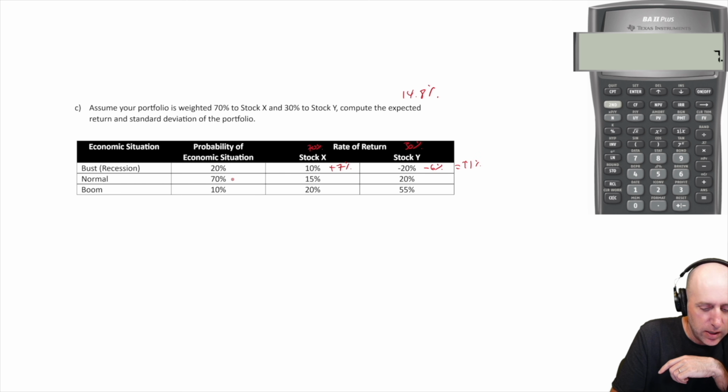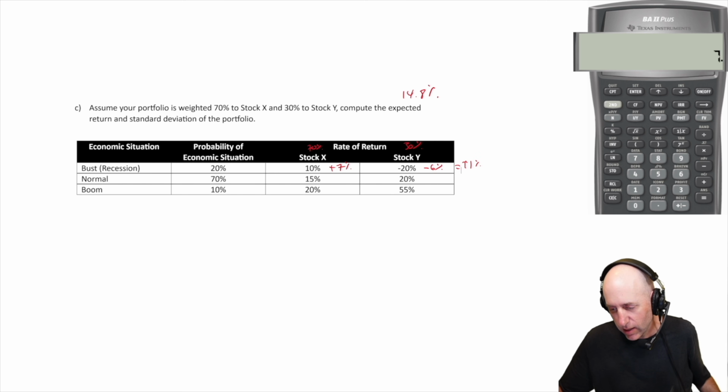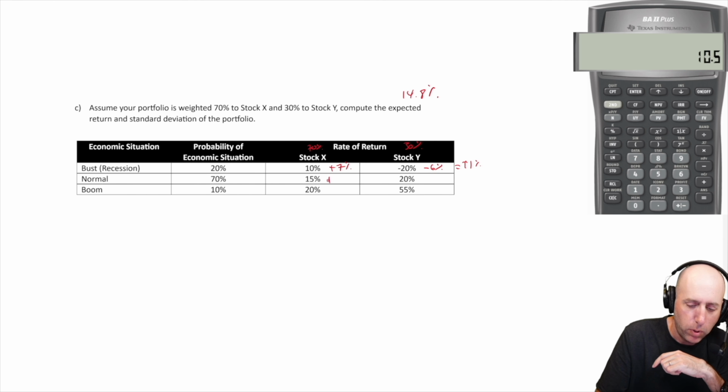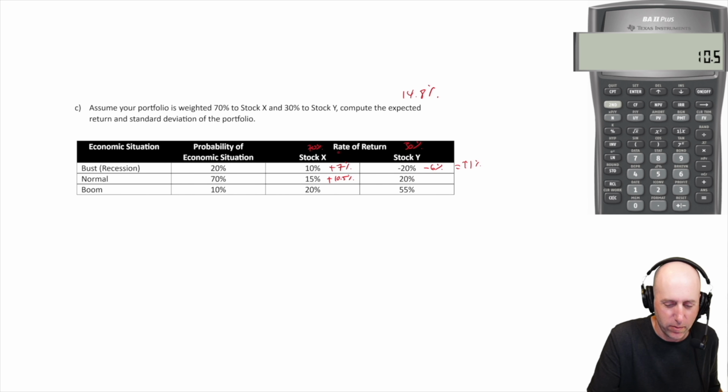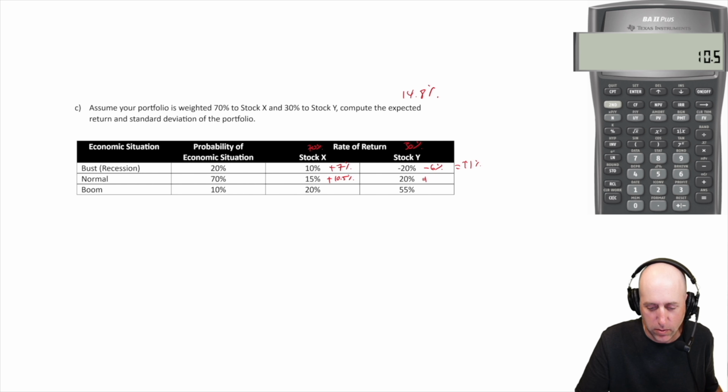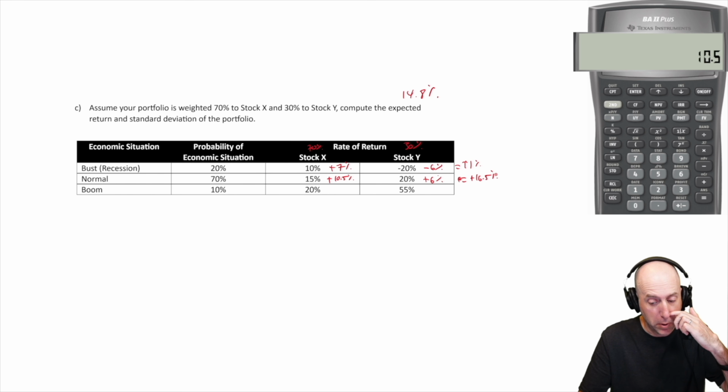What's happening to my wealth in a normal situation? 70% of my stock's going up by 15%. 0.7 times 15. That's a plus 10.5 to my wealth. And 30% of my stock is going up by 20%. I think I was pointing at the wrong 70. 30% of my stock is going up by 20%. That's a plus 6. So in the event of a normal cycle, I'm expecting my portfolio to go up 16.5%.